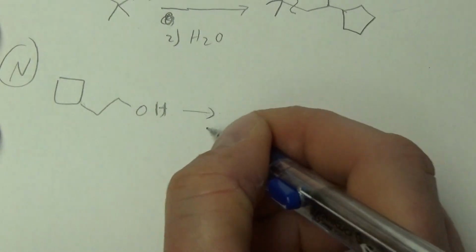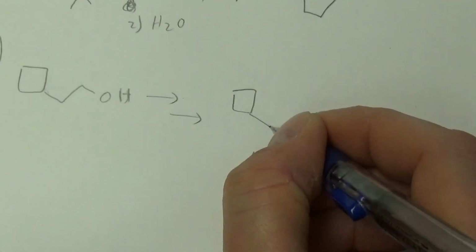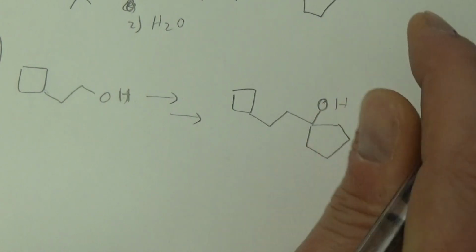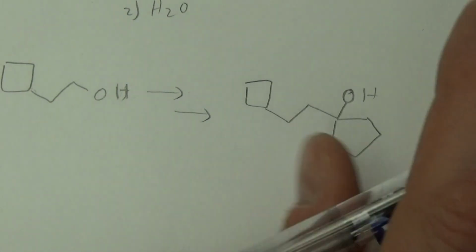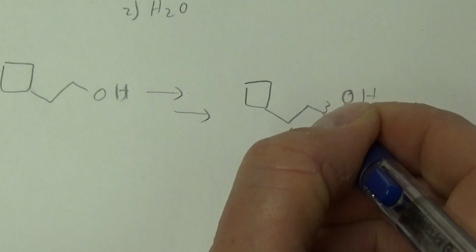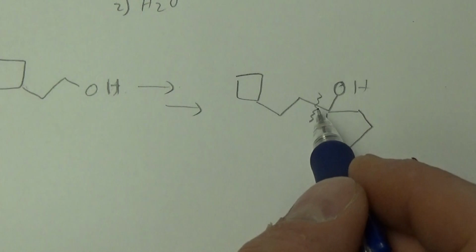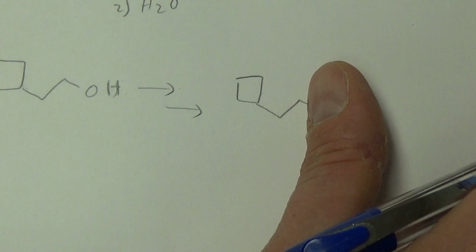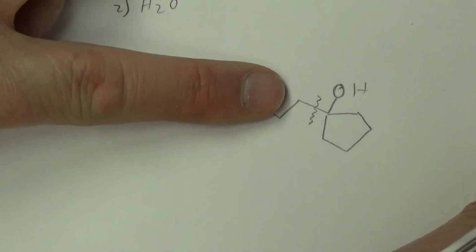Okay, so we're starting from cyclobutane, 2 carbons, OH. We're ending with cyclobutane, 2 carbons, OH. Okay, let's see if we can do it. Where's the squiggly? It looks like the squiggly is right there. Yeah. And we can do that easily from a Grignard. Grignard on the left. So cyclobutane, carbon-carbon, Grignard. And then squiggly's next to the OH, so then it's a tertiary alcohol.